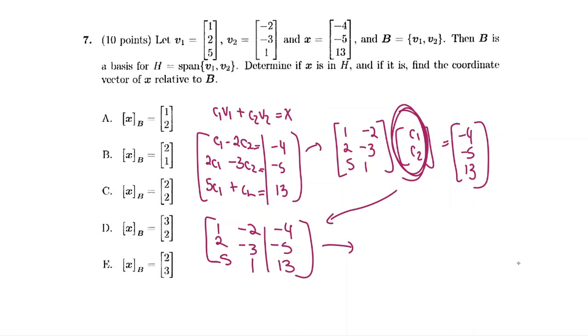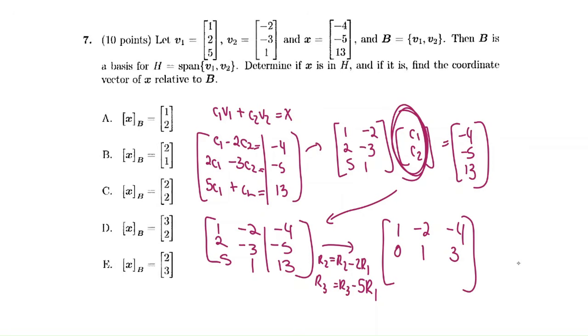Okay, so to row reduce this, I'm going to do R2 equals R2 minus 2R1 first, and that gives us 0, 1, 3. And I'll just keep this row. And then I'm going to do row 3 equals row 3 minus 5 times R1, which is 0, 11, 33.